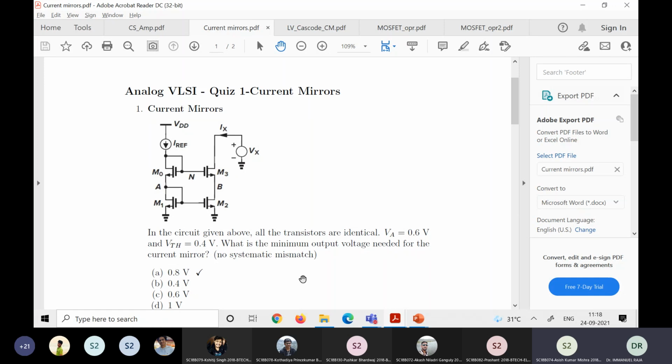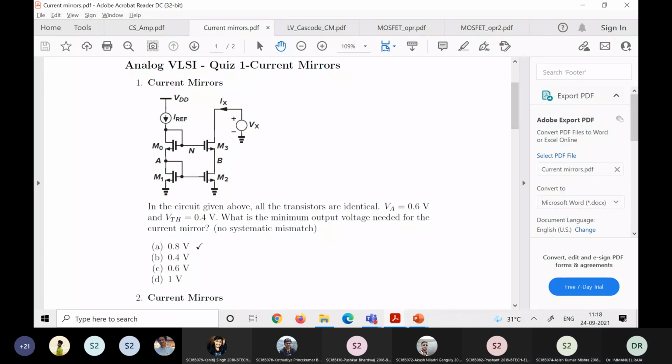Okay, sir. The output impedance becomes so high that it's almost like a flat line. So that is why if you look at the textbook also, they'll say the V out min is the VDS of this. Here it is VGS, which is VA plus the VDSAT of your M3 transistor.